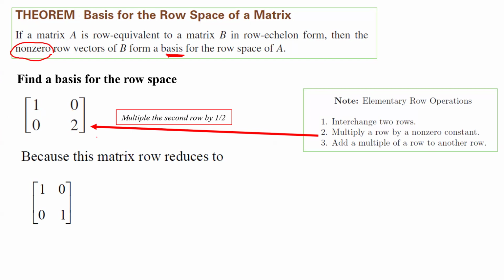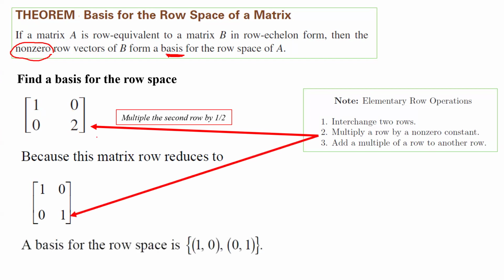How many non-zero rows do you have? You have 2 non-zero rows. So the basis for the row space is this set, including the first vector, (1, 0), and the second vector, (0, 1). Here we go. We found the basis for the row space of this matrix. It means that the dimension is equal to 2. Later on, we're going to introduce the rank. So you're going to see what a rank is.